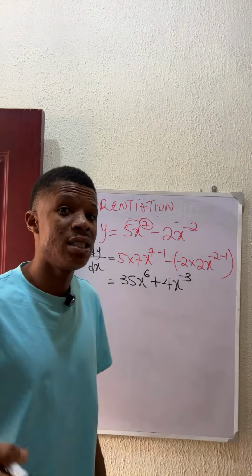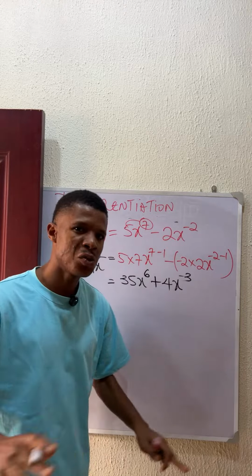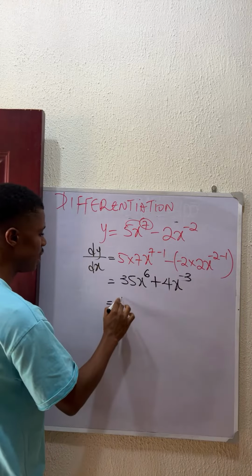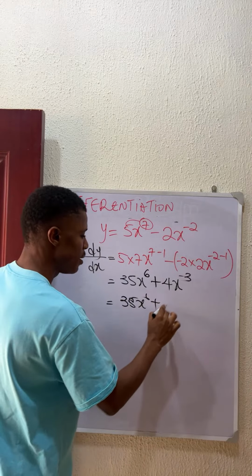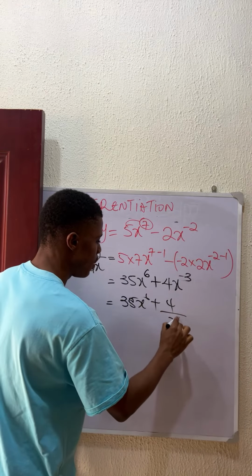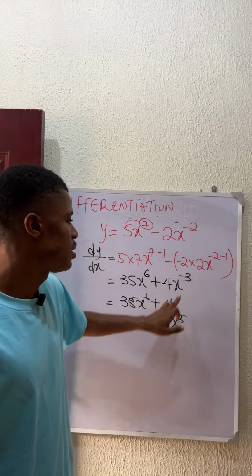If you want to tell your teacher that you understand this very well, you don't need to keep your answer like this. Just do it like a genius. You just tell him that the answer is 35 x power 6 plus 4 over x power 3. Give him like this. He will not mark it bad because this is just the negative.